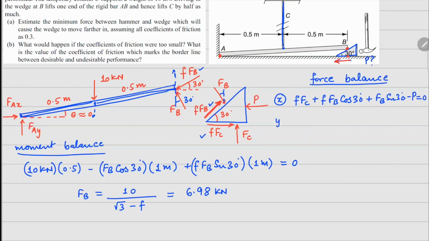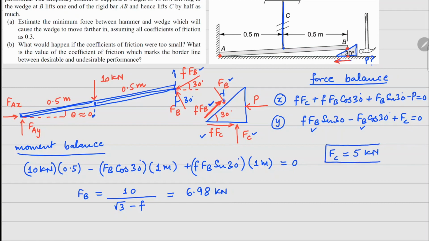And in the y direction, we are going to get f times FB sin 30 minus FB cos 30 plus FC equals 0. So there will be a y component from this, and this one. When you solve for these two equations, from the second one, FC can be directly solved because FB is known, and the value of FC comes out to be 5 kilonewtons. Everything cancels out, and this comes out as a nice number.